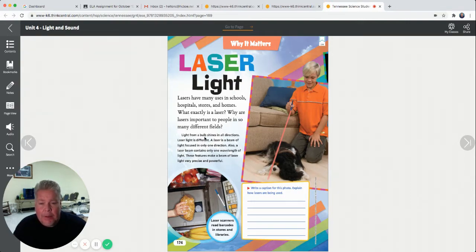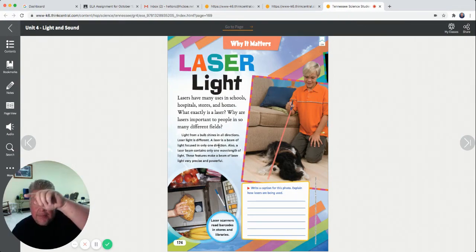Light from a bulb shines in all directions, we said. But laser light's different. A laser is a beam of light focused in only one direction. Also, a laser beam contains only one wavelength of light. These features make a beam of laser light very precise and powerful. So, let's look at the difference between this light bulb that's shining on me and laser light. It's a beam of light focused only one direction.